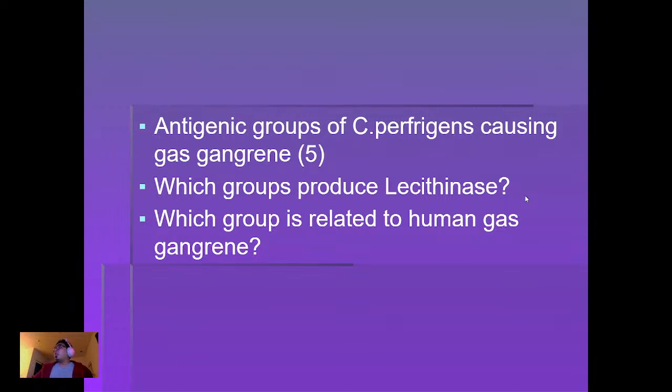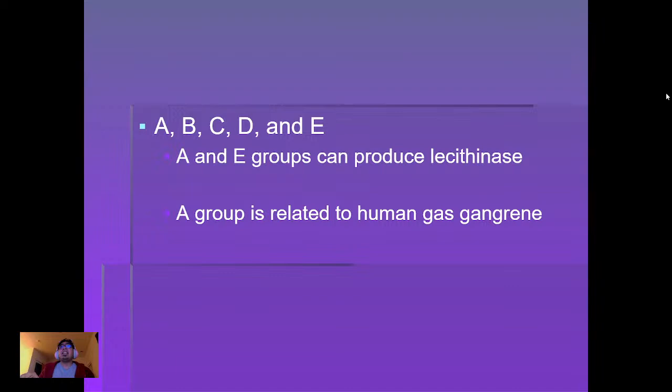There are antigenic groups also for the gas gangrene producers, the gas gangrene groups of Clostridium perfringens. And again, it's easy: A, B, C, D. Those are the things that you need to remember. Groups A and E produce lecithinase, and group A is the only one that is related to human gas gangrene. Okay? So just remember A and E. A and E has lecithinase. A is the only one that is related to gas gangrene.